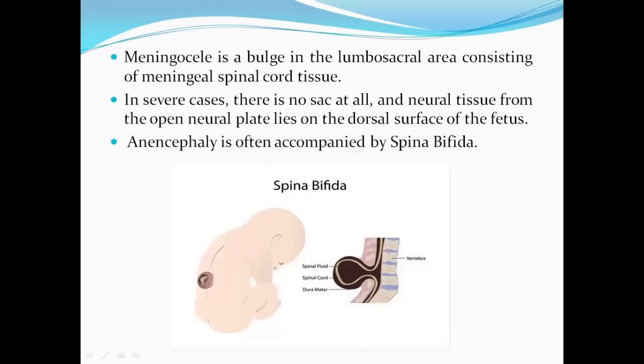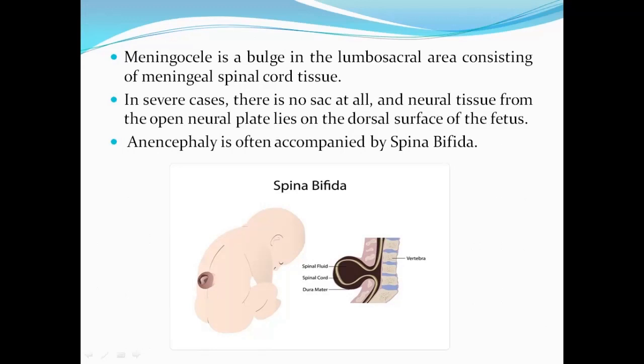Meningomyocele is a bulge in the lumbosacral area consisting of the meningeal spinal cord tissue. In severe cases, there is no sac at all, and neural tissue from the open neural plate lies on the dorsal surface of the fetus. Anencephaly is often accompanied by spina bifida.